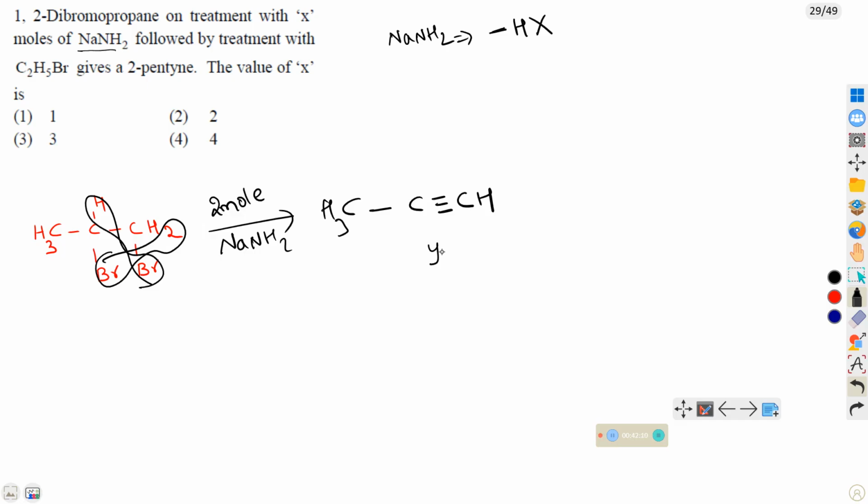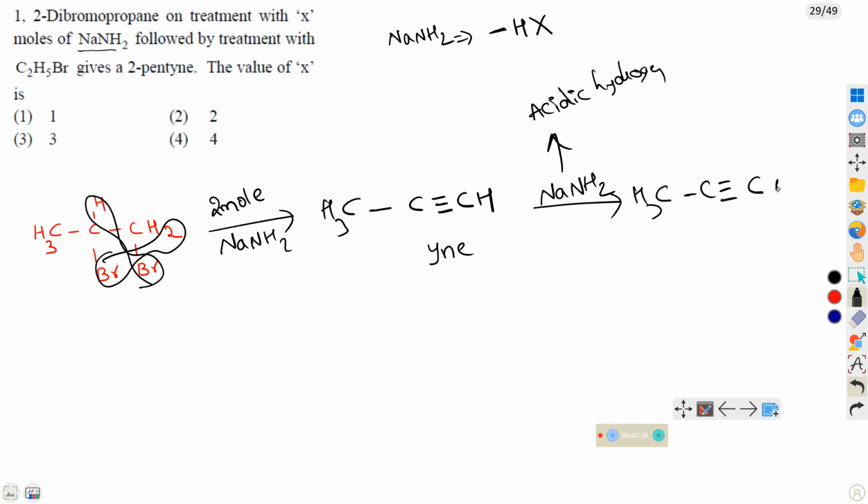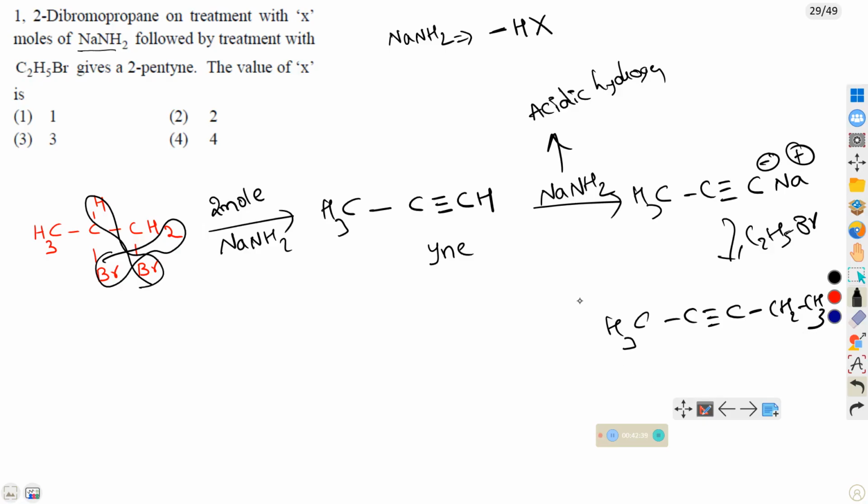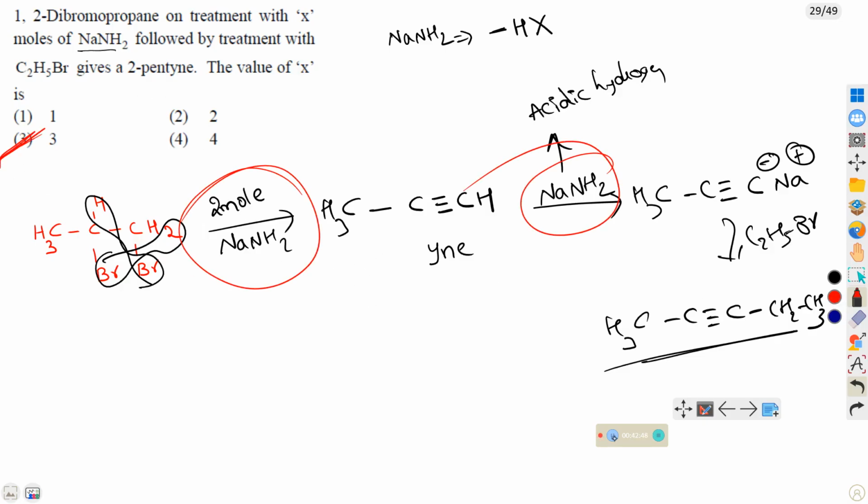Now the alkyne reacts with NaNH2. NaNH2 reacts with acidic hydrogens also. Then it gives CH3 C triple bond C minus Na plus. It reacts with C2H5Br. Then it gives CH3 C triple bond C CH2 CH3. Yes, pent-2-yne is formed. How many moles of NaNH2 is used? 2 plus 1, 3 moles of NaNH2 is used.